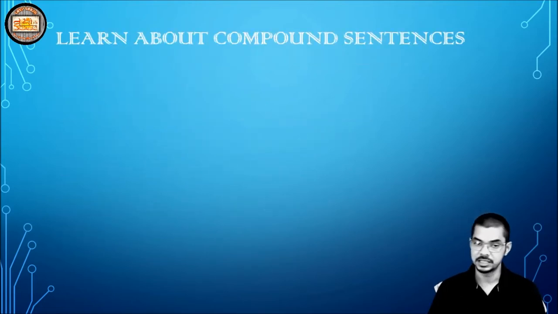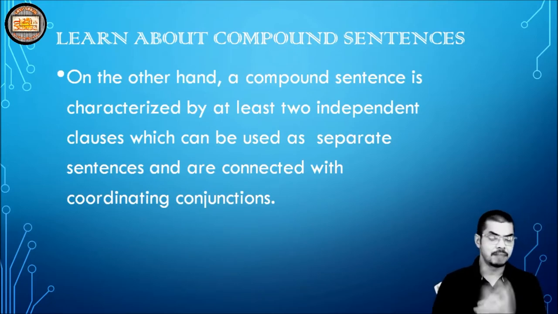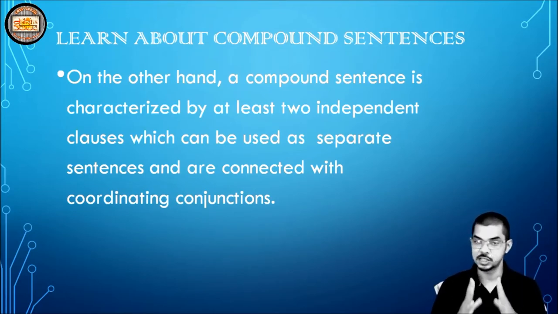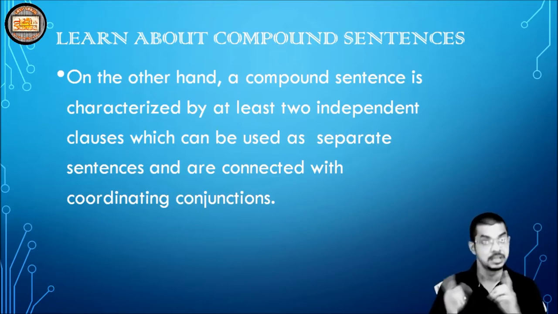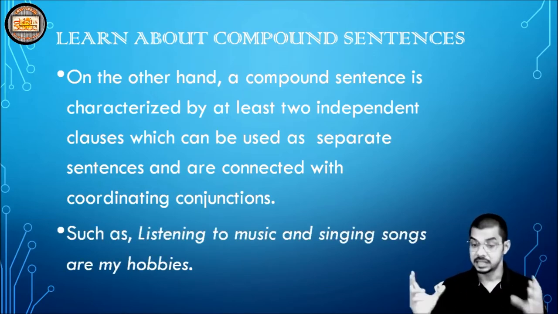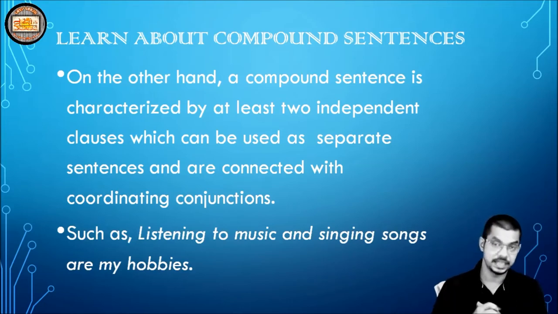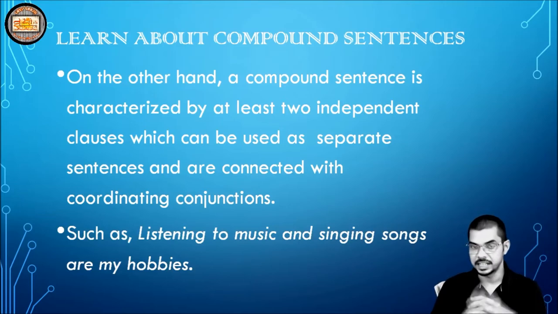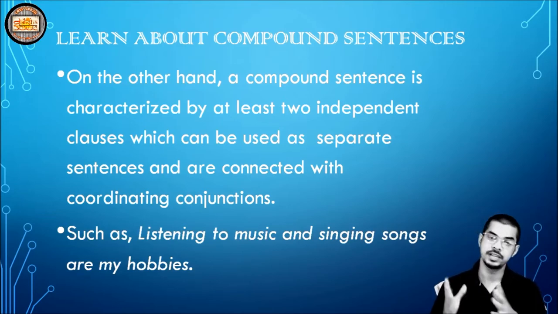Now what's a compound sentence? Let's discuss what a compound sentence is. A compound sentence is different from a complex sentence in only one aspect. Here you'll get more than one clause, at least two clauses. But what is most important here? In compound sentences, all the clauses are independent clauses. Here you won't get the story of dependent and independent clauses. Rather, each and every clause is an independent clause, and these clauses are connected together with coordinating conjunctions. So for complex sentences we use subordinating conjunctions, and for compound sentences we use coordinating conjunctions.